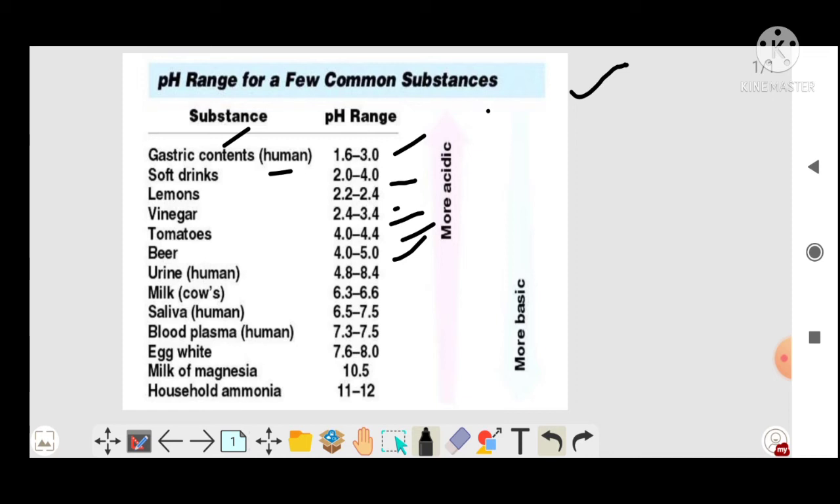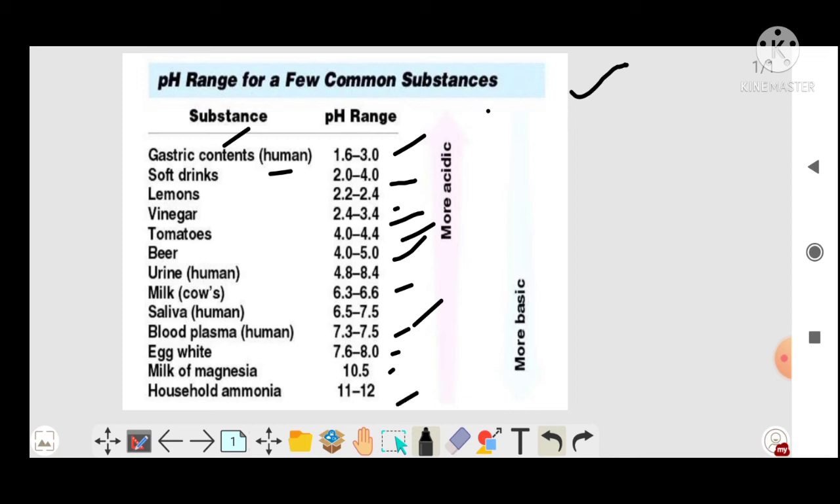Milk: 6.3 to 6.6, cow's milk. Okay, look, the pH of saliva is 6.5 to 7.5. The pH of human blood plasma is 7.3 to 7.5. The pH of egg white, the white part of the egg, is 7.6 to 8. Milk of magnesia is 10.5, and household ammonia is 11 to 12.